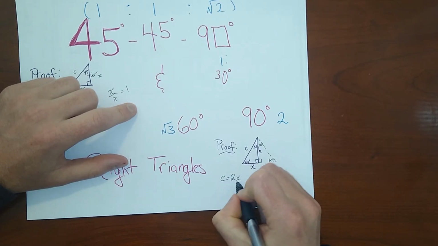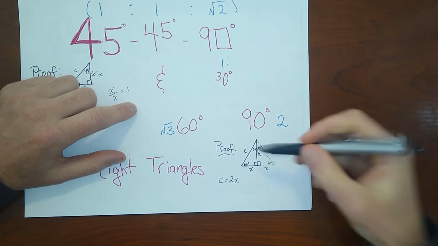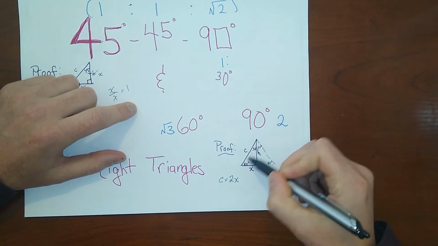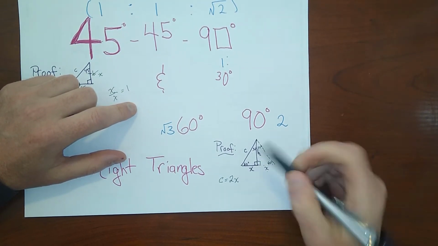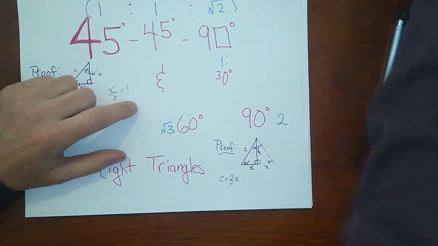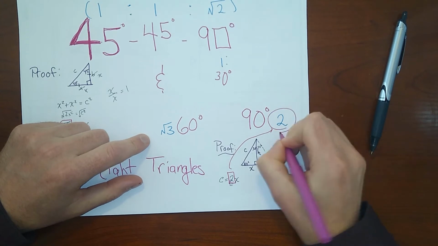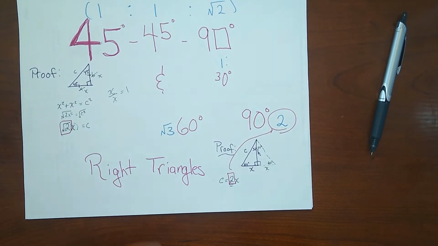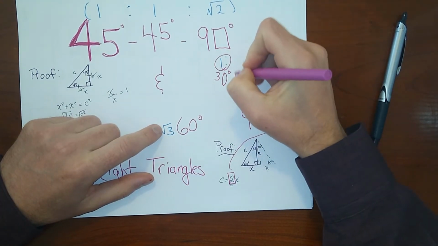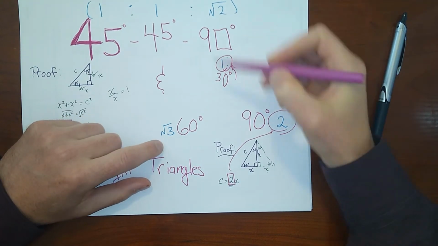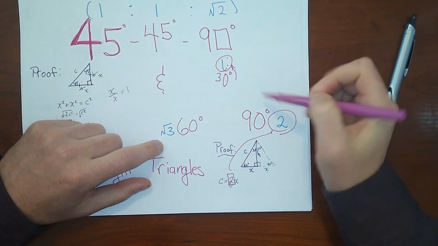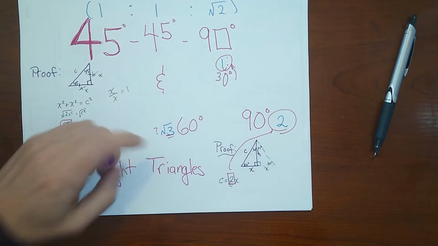So c is 2x. So whatever x is, the hypotenuse of that 30, 60, 90 triangle in here is going to be twice x, which is where this number is coming from. Okay, x in relation to itself is just 1. x over x is 1. So we have 1 to 2. And now the square root of 3, where does that come from?